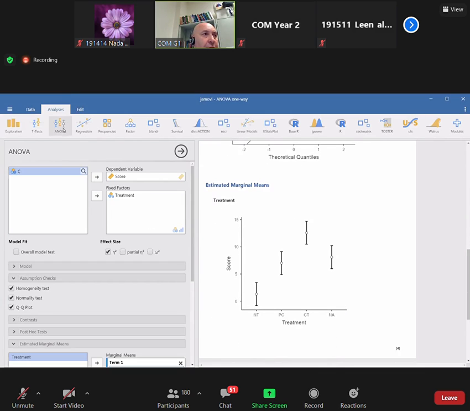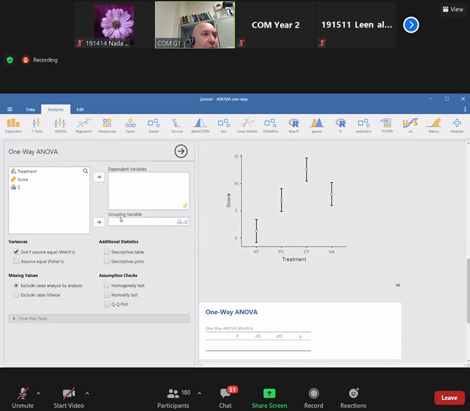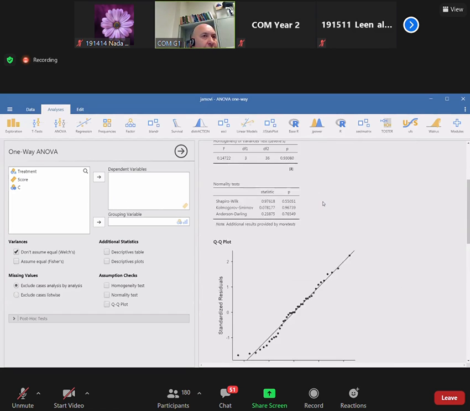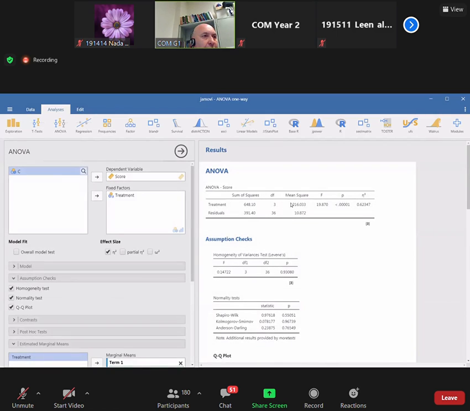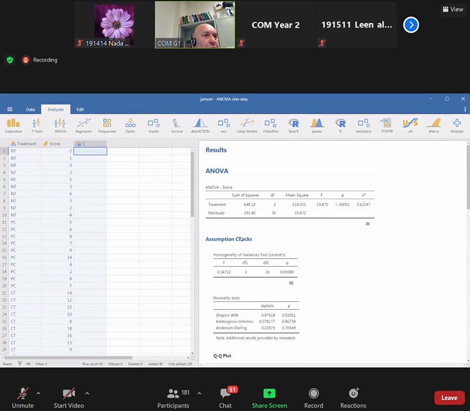Okay, let's go and do another test, which is the one-way test, which is the simpler one to do. You can only do one factor here. Let me just go back to this ANOVA. You can see here that you can put in other factors. You can put a number of other factors, so you could have a two-way or a three-way analysis. So this allows you to do more.